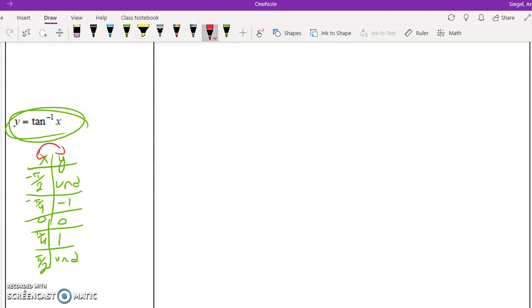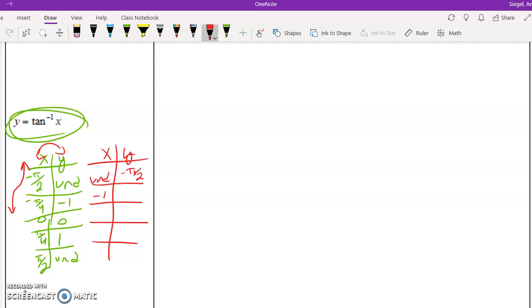So if you'll remember, the graph kind of looked like a cubic function. So the tangent inverse graph is going to be very, very similar looking to the cube root function. Remember, all I'm doing is flipping those x and y values. So instead of negative pi over 2, undefined, I'm going to have undefined, negative pi over 2. Then -1, negative pi over 4, 0, 0, 1, pi over 4, and undefined, pi over 2.